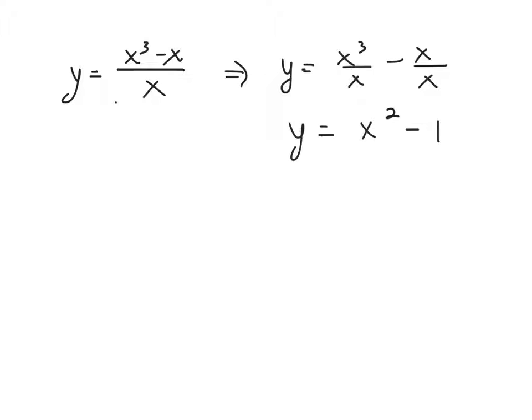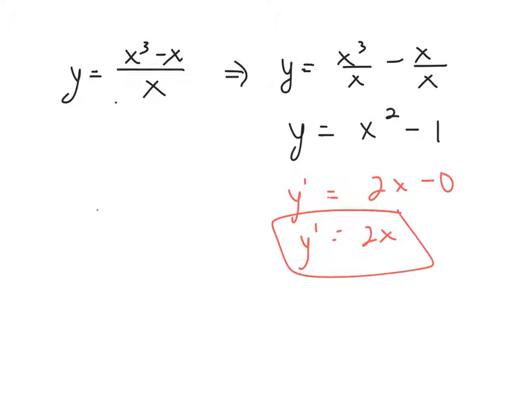I no longer have a product or a quotient of two functions, and now I can go ahead and do y prime is equal to 2x minus 0, or just 2x, and I'm done. Okay, just for fun, because I like to show that things can work multiple ways, let's go ahead and do it the other way. So let's go ahead and take our original function as is, and let's apply our quotient rule and see what we end up with.